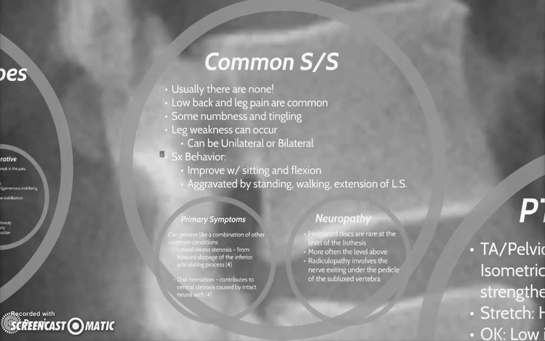Typically, there aren't any noticeable signs and symptoms of a spondylolisthesis. If there are, they might present as low back pain or leg pain, numbness, or tingling. These conditions may occur unilaterally or bilaterally and can be improved with sitting or flexing forward. Often, these symptoms will be aggravated by standing, walking, or extension of the lumbar spine.